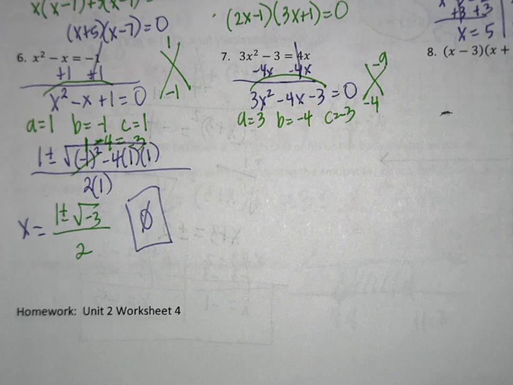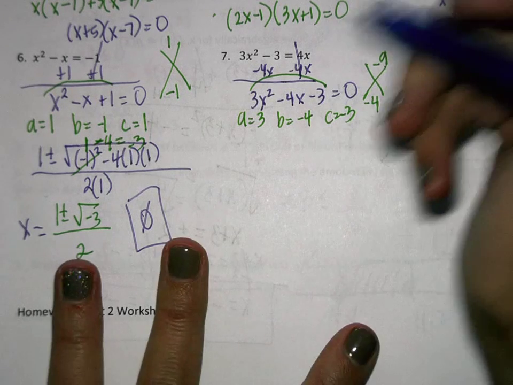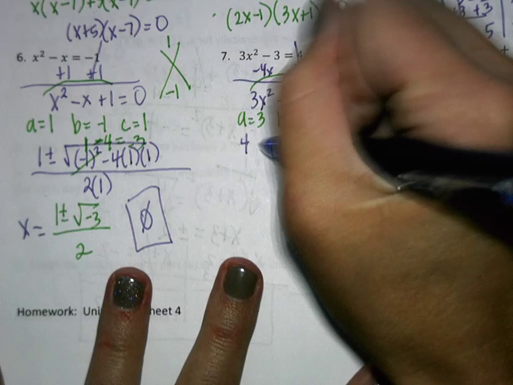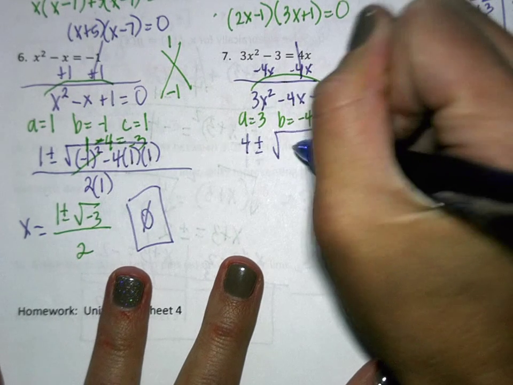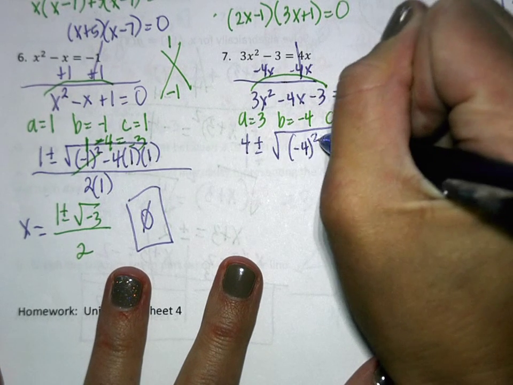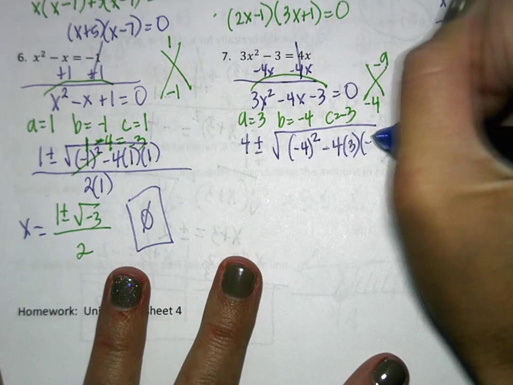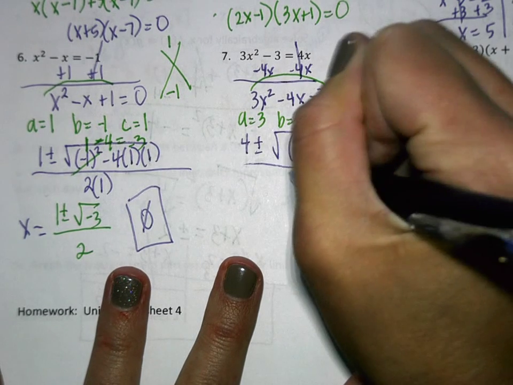All right. So negative B is what? Positive 4 plus or minus the square root of B squared, which is negative 4 squared, minus 4 times A, which is 3, times C, which is negative 3, all divided by 2 times A, which is 3.